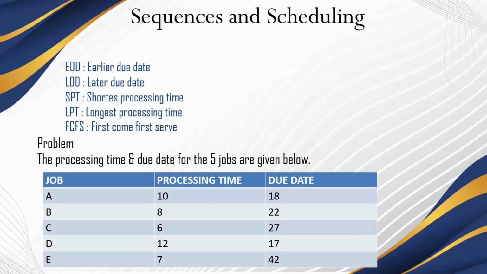Sequencing and scheduling. These are the full forms of EDD, LDD, SPT, LPT, and FCFS. EDD is earlier due date. LDD is later due date. SPT means shortest processing time. LPT means longest processing time. FCFS, first come, first serve. The processing time and the due date for the five jobs are given below.